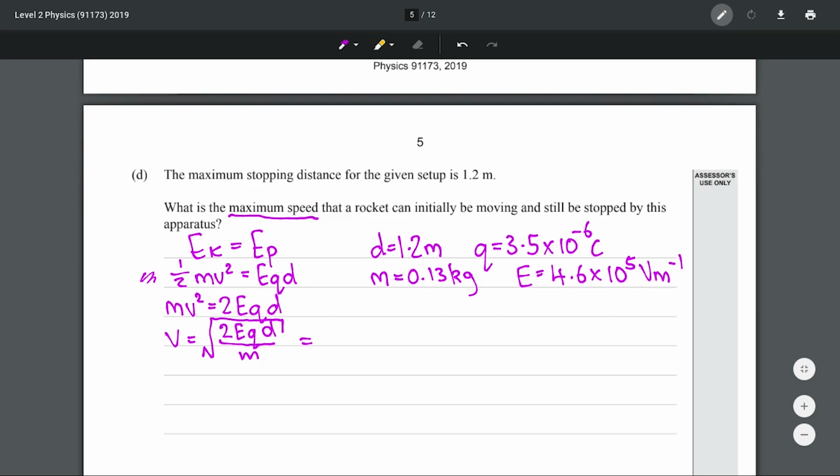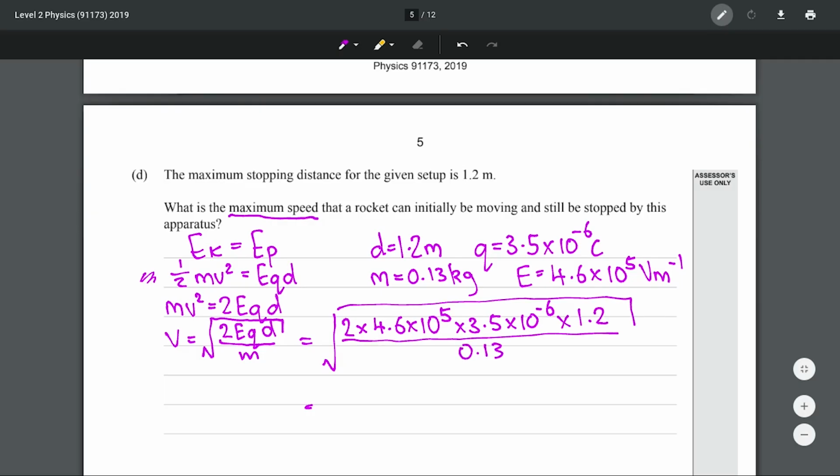Now we just need to put in our numbers. Which gives me 5.4518. Because the question has given us two significant figures, I'm going to round that to two significant figures once again. So I'm going to write that as 5.5 meters per second.